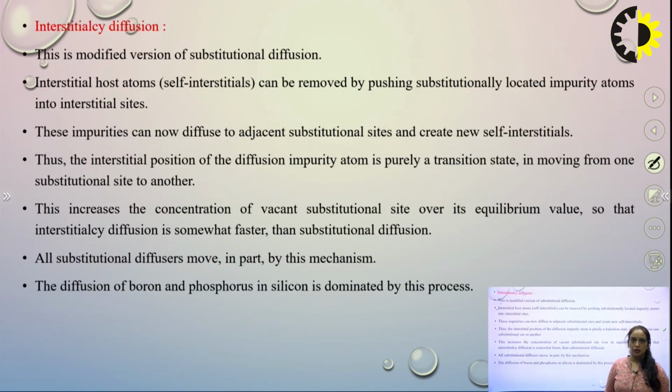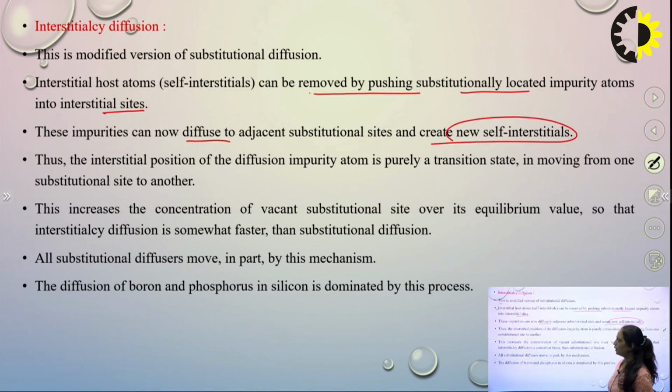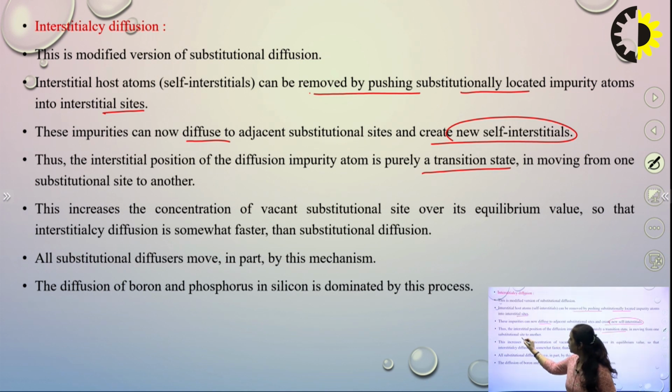Next is the interstitial C diffusion. It is the modified version of substitutional. The interstitial host atom can be removed by pushing a substitutionally located impurity atom into the interstitial site. These impurities can now diffuse to the adjacent substitutional site and they will create new self interstitials. Okay. So thus the interstitial position of the diffusing impurity atom is purely a transition state moving from one place to another place.